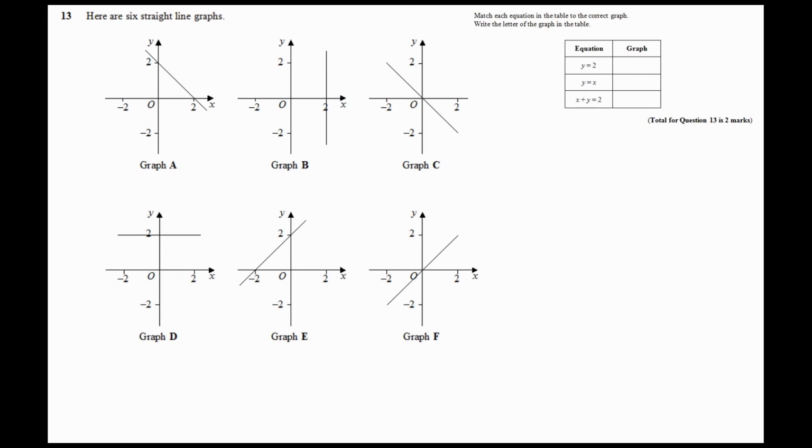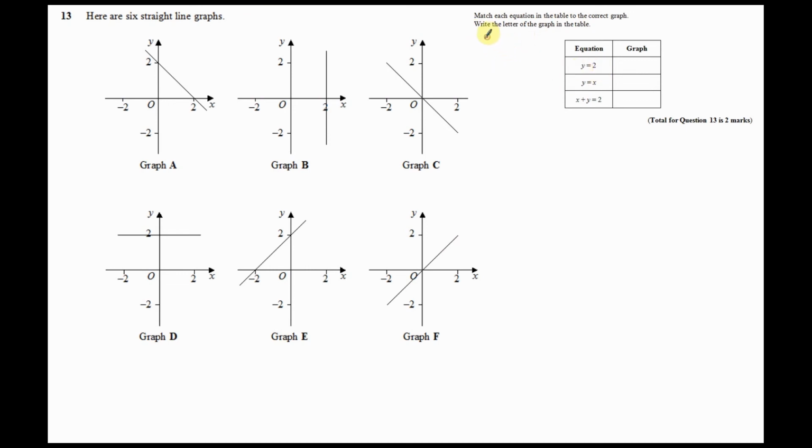Okay, question 13, it says here are 6 straight line graphs. You've got graph A, B, C, D, E, F. And it says match each equation in the table to the correct graph and write down the letter of the graph in the table. Okay, so let's start with this first one. It says y equals 2.